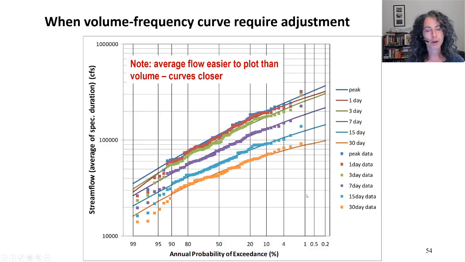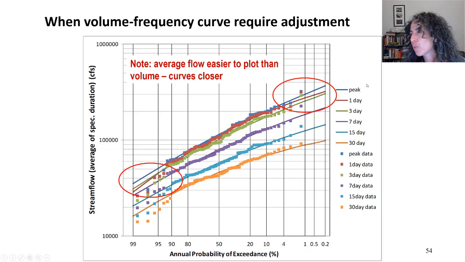Here's some volume frequency curves from a different location. We've got a peak frequency curve from instantaneous peaks, and then we've got 1 day, 3 day, 7 day, 15 day, and 30. Most of them are fine, but if you look at the 1 day frequency curve in red, at the low end it actually crosses the 3-day curve, and at the high end you can see that if we extend it a little bit further to the right, they would cross.